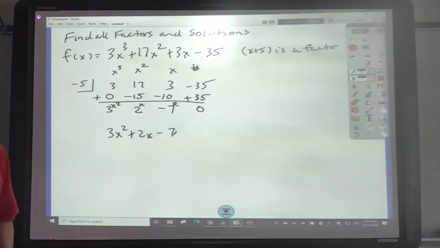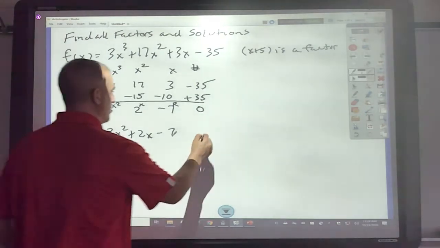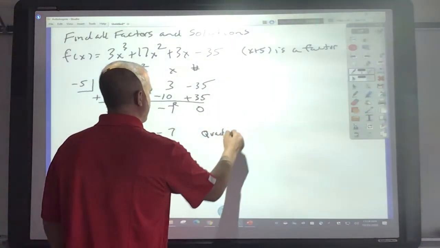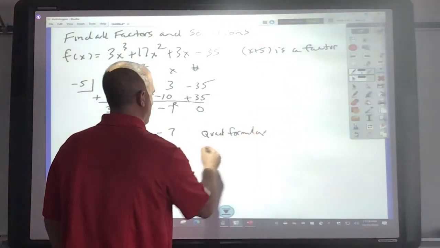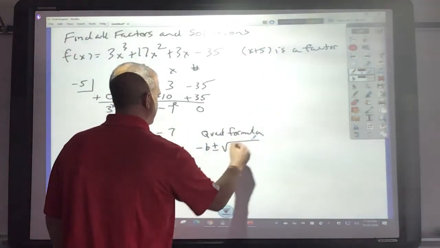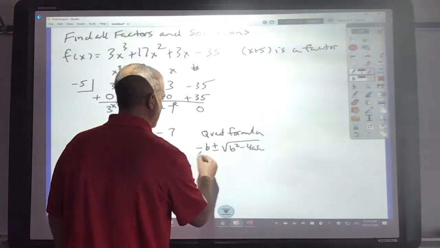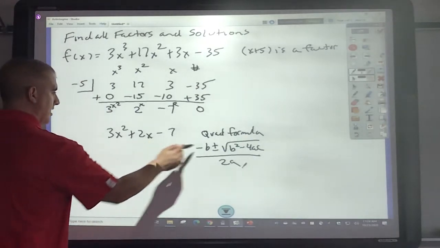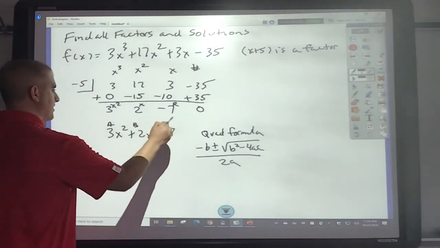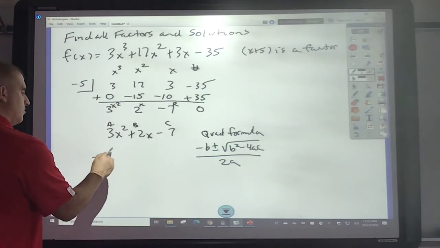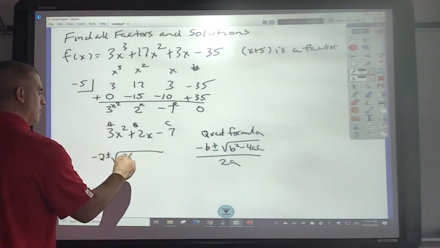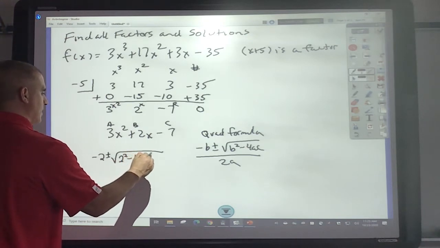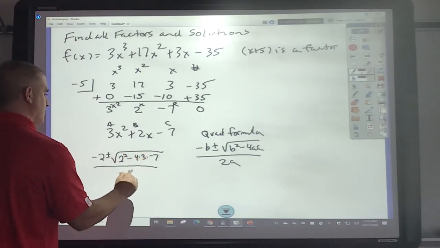Okay, now, I'm going to save you some time here. That's not factorable, okay? So I have to find the solution. So what I'm going to do is use the quadratic formula, okay? The quadratic formula says negative b plus and minus the square root of b squared minus 4ac all over 2a, okay? So this is a, this is b, this is c. So what I would have is negative 2 plus and minus the square root of 2 squared minus 4 times 3 times negative 7, all over 2 times 3, okay?